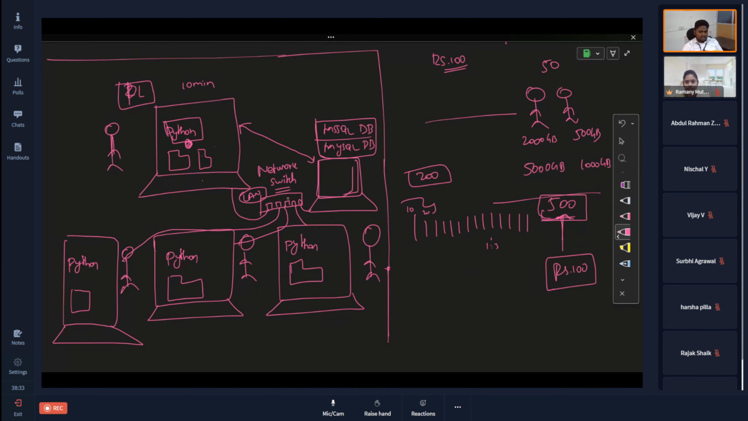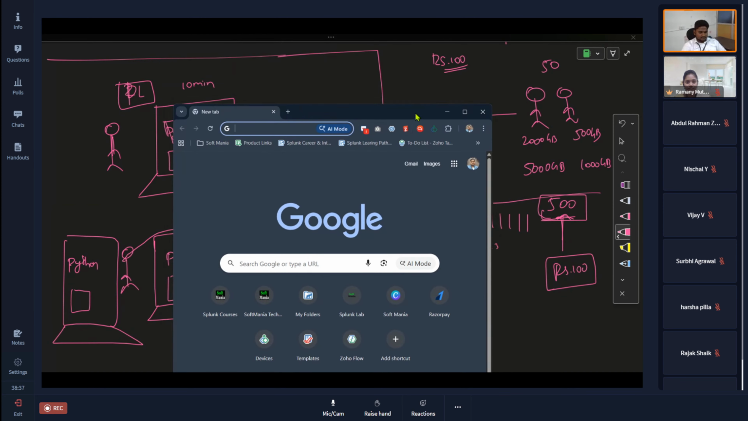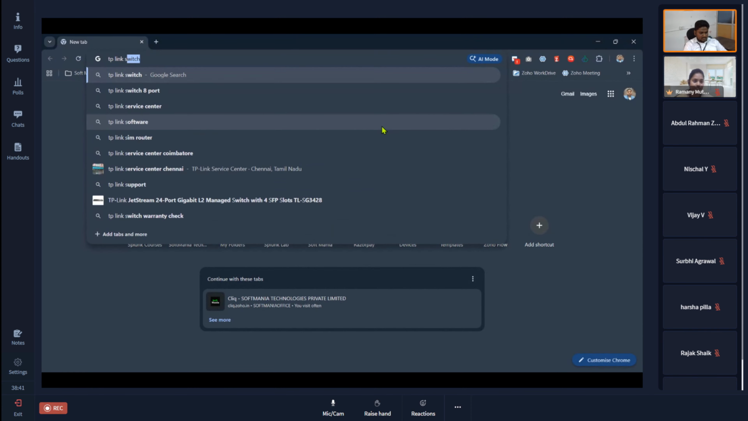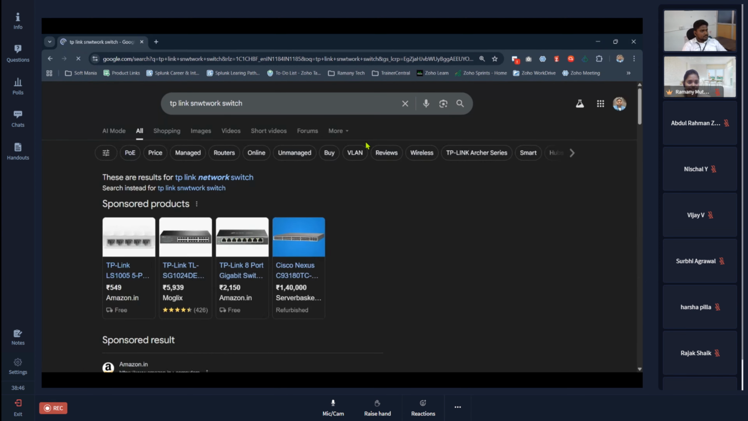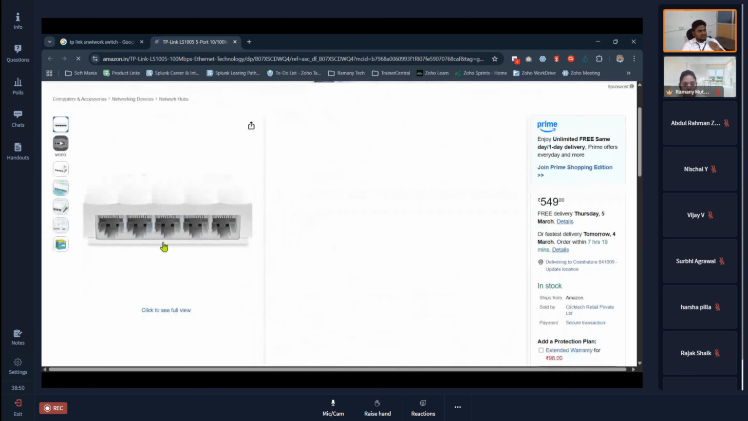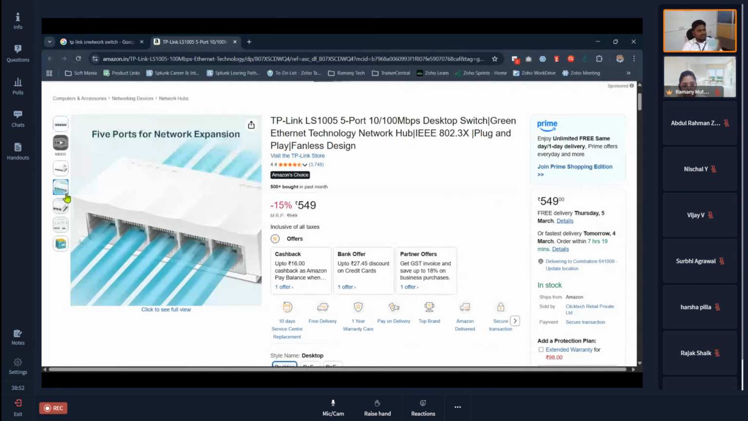Let me just Google it. Team, do you have that link? TP-Link network switch. Yeah, this is the one. You can give it a try. This switch is something like what we have here.